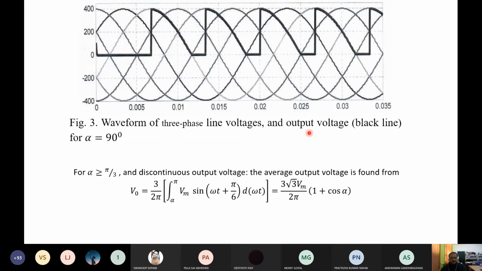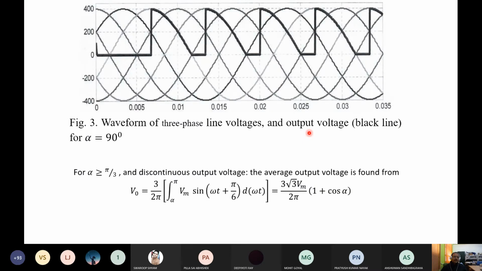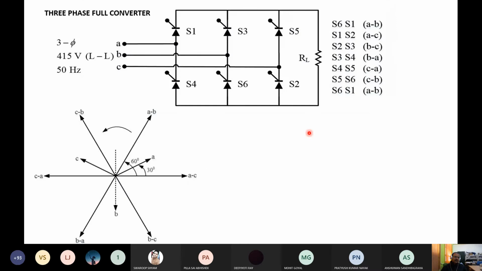Got some idea? Now we'll go to this. We'll compare these things. You just see, if the lower ones are thyristors, then it will be different. So just see the numbering 1, 3, 5.